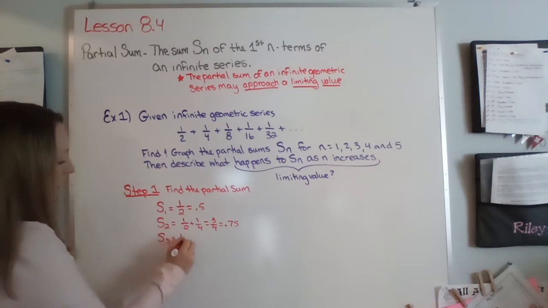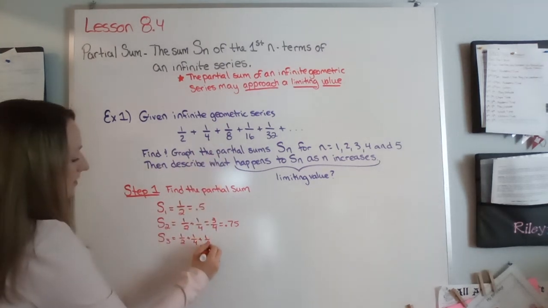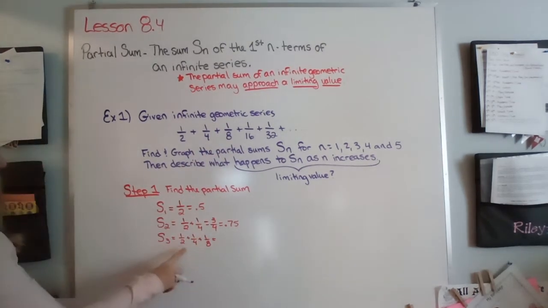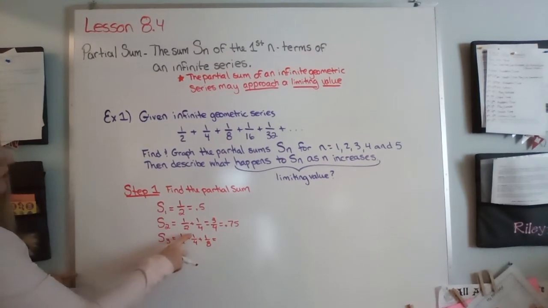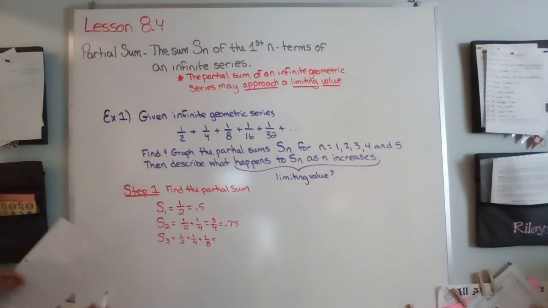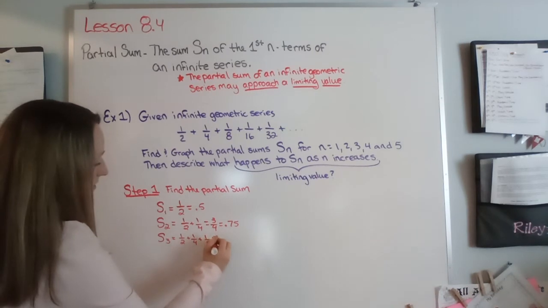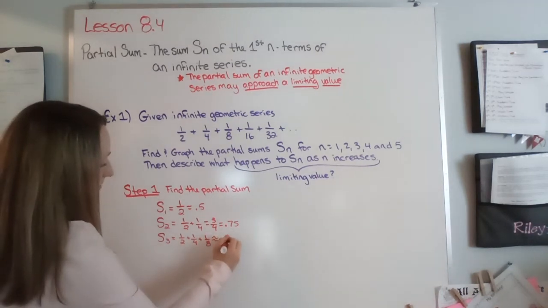Then the sum of the first 3 terms. So now I have 1/2 plus 1/4 plus 1/8. I would get common denominators of 8, so this would be 4/8, and this would be 2/8. I'm going to turn it into a decimal anyway, so I'm going to say it's approximately 0.88.